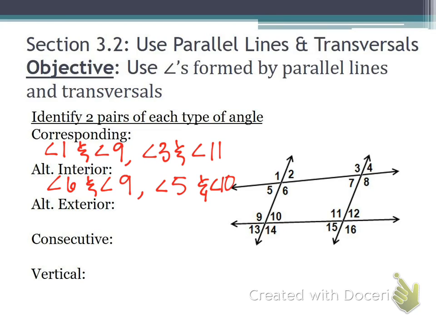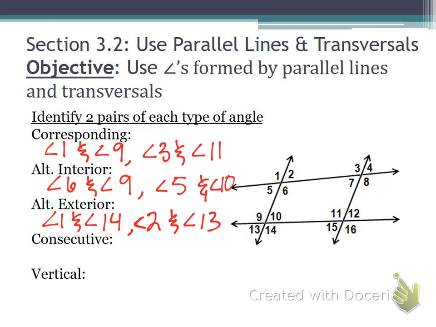Alternate exterior. Looking for new hands. Brianna. 1 and 14, I agree. Would be alternate exterior. Another pair. Oh, where are our hands? Yanni. 2 and 13. I agree. Those would also work. All right. What about consecutive or consecutive interior?